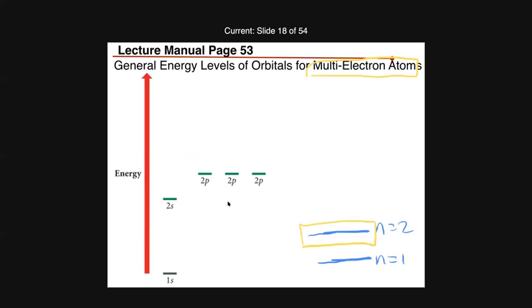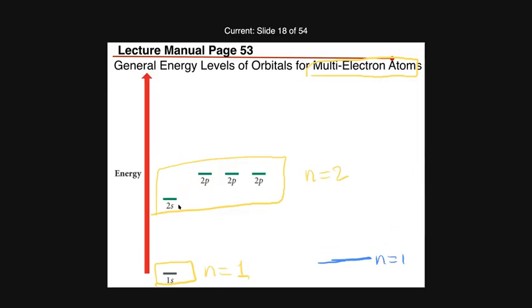But that is not true for multi-electron atoms. That's why Bohr's model is only able to explain the emission spectra for hydrogen, but not other elements, because other elements have a split between the 2s and 2p subshells. So in this case, these two are still located in n equal to 2, but they have slightly different energy levels, and 1s resides in n equal to 1.